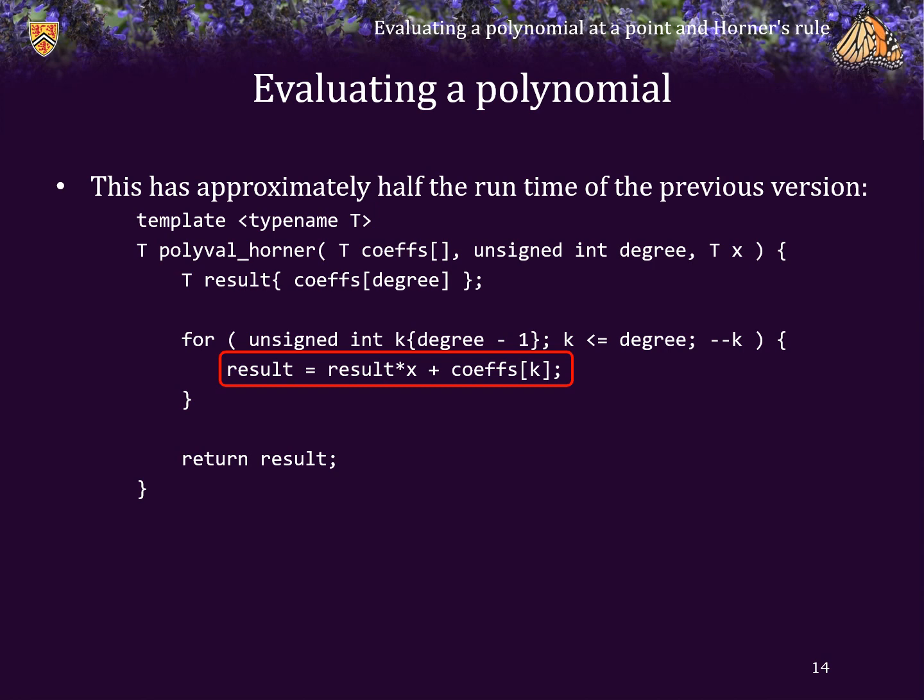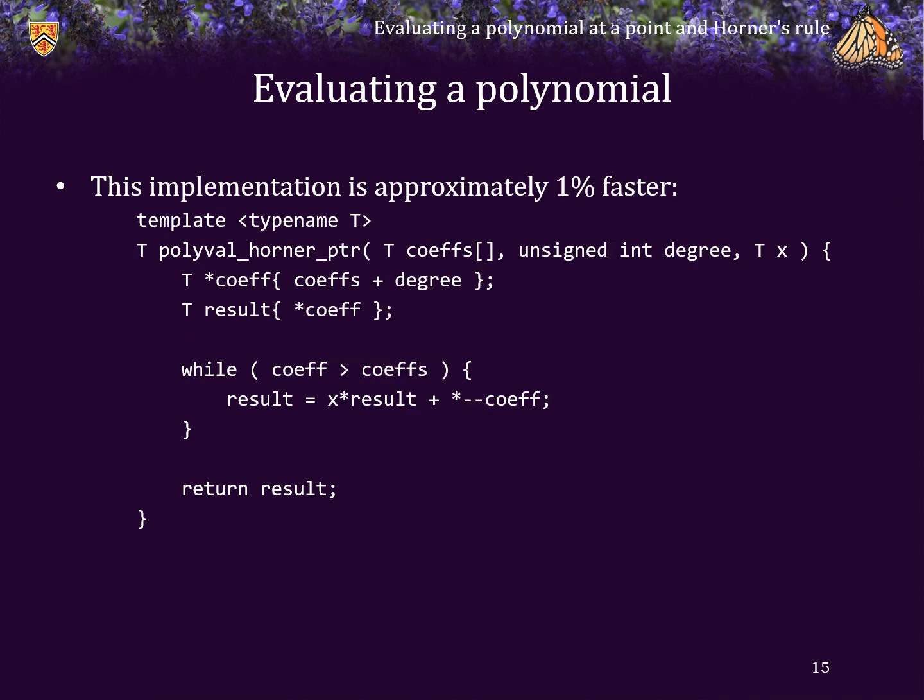With every single iteration of the loop, we will multiply the previous result by x and add the next coefficient, as discussed in the previous slide. The runtime of this is big O of n. Now, for those of you who like extreme optimization, this is about as good as you can get in C++. It's about 1% faster than the previous implementation.